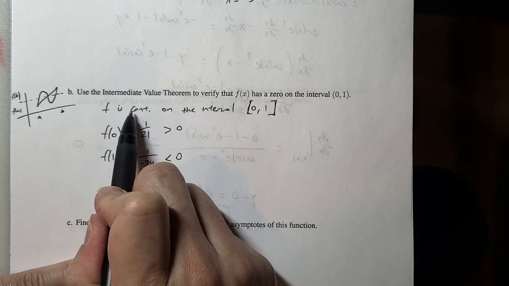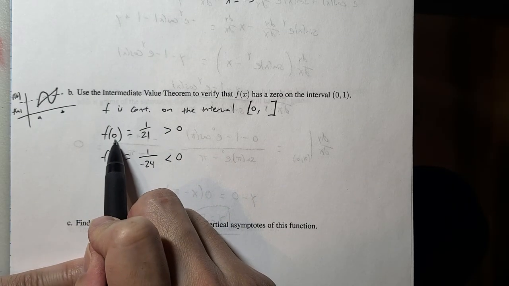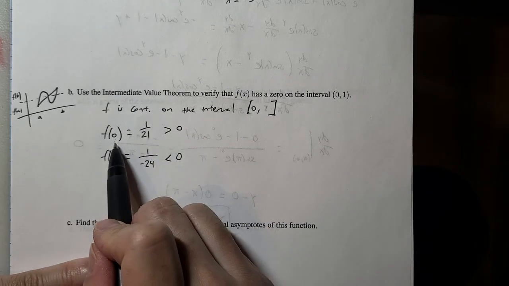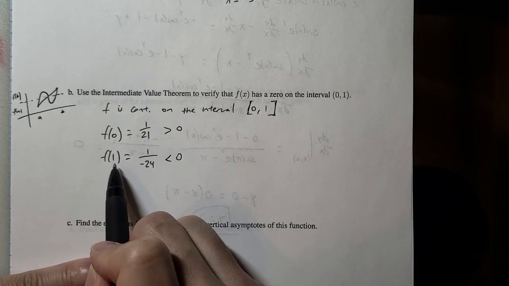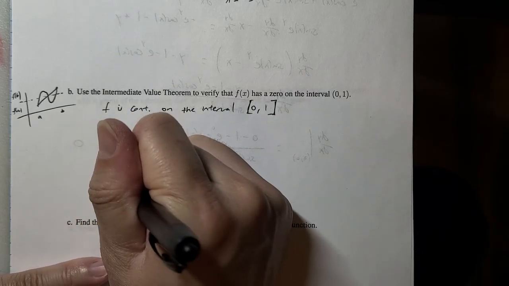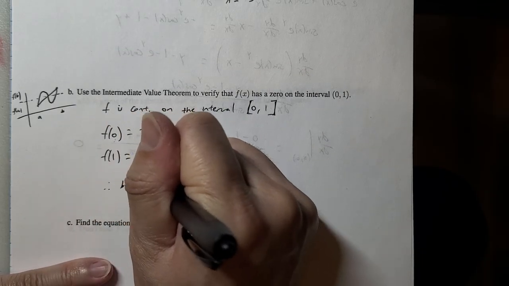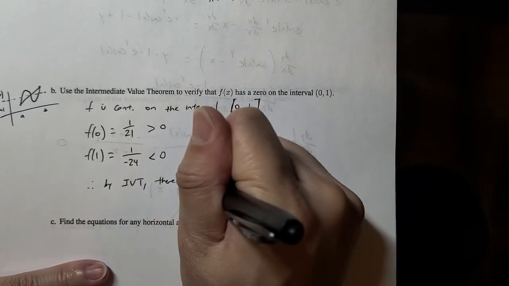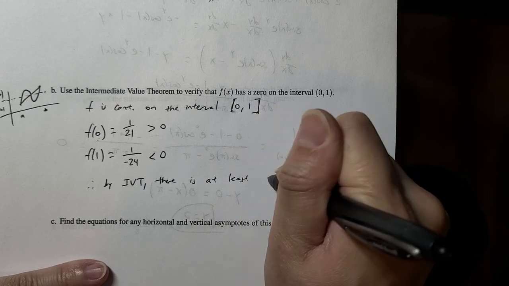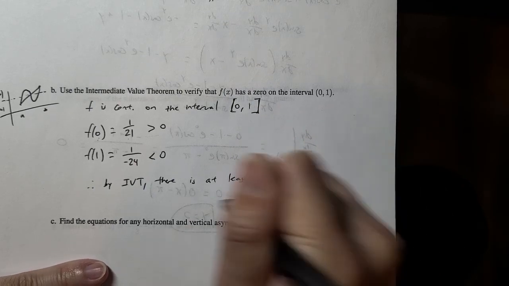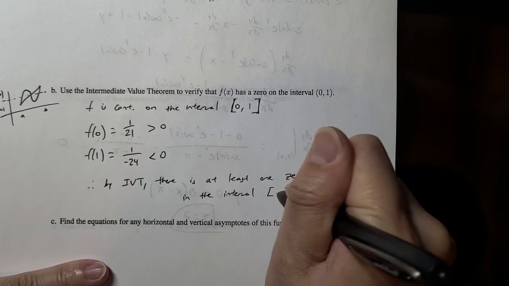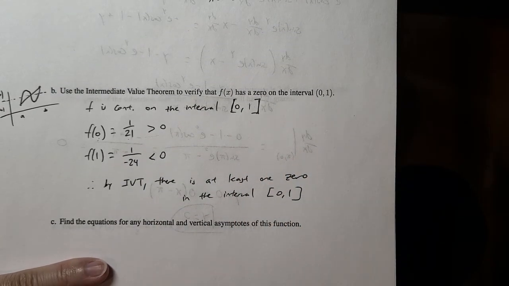Okay, we said it's continuous. We showed that in this interval, there's one of the endpoints, f of 0, doesn't have to be endpoints, but f of 0 is positive, f of 1 is negative. Therefore, by IVT, there is at least one 0 in the interval 0 and 1.